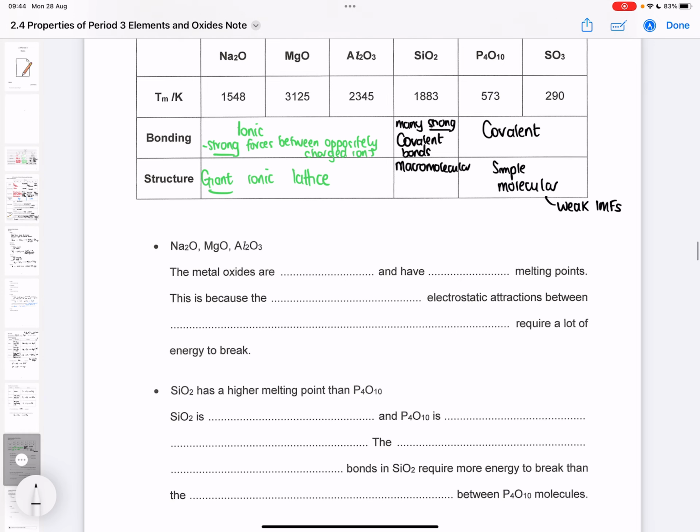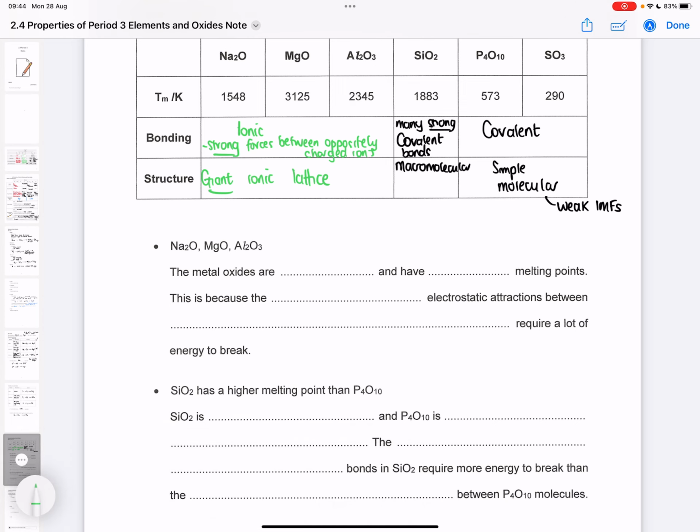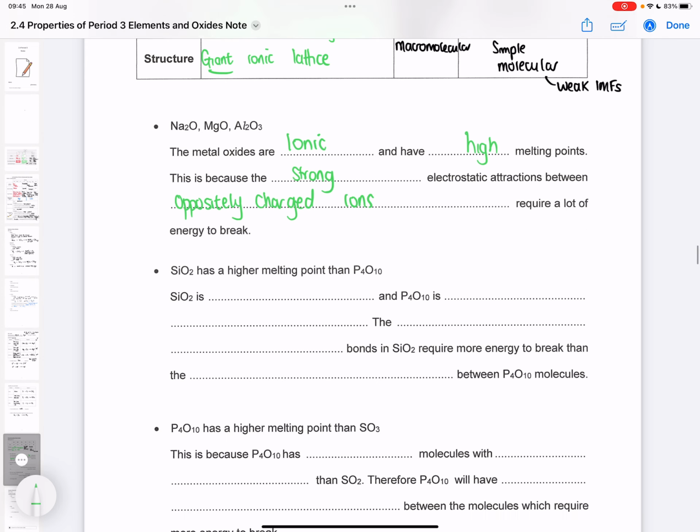So let's have a look. We've got the metal oxides. Remembering our metal oxides are ionic, and so they're going to have high melting points. This is because the strong electrostatic force of attraction between oppositely charged ions requires a lot of energy to break.